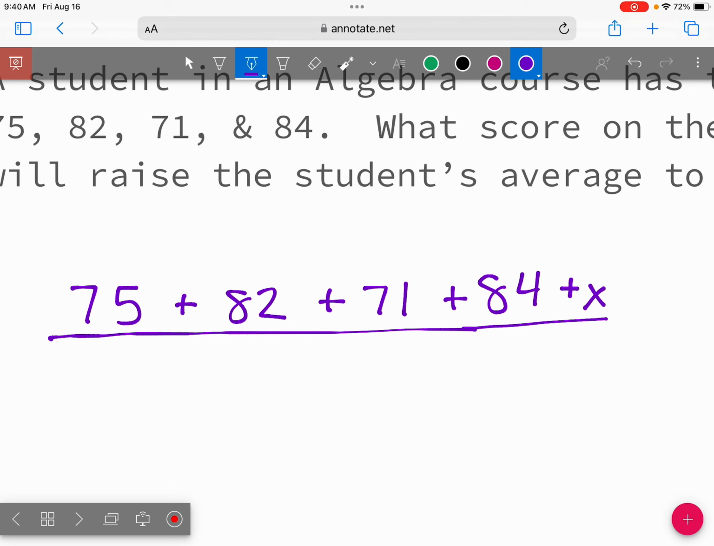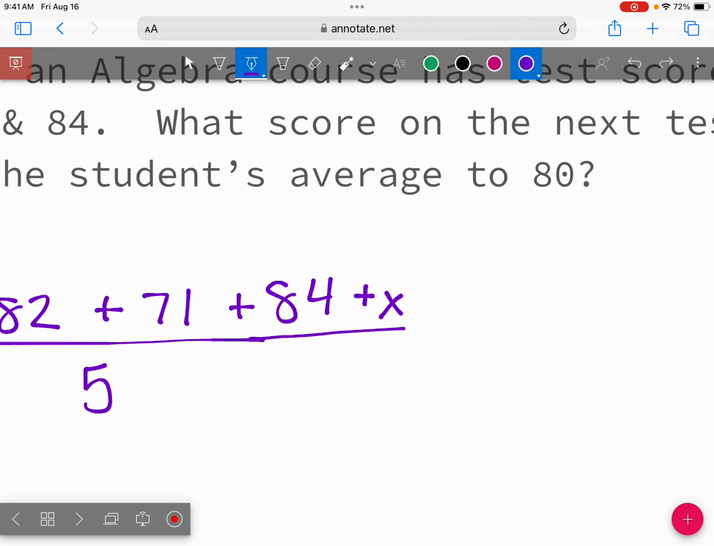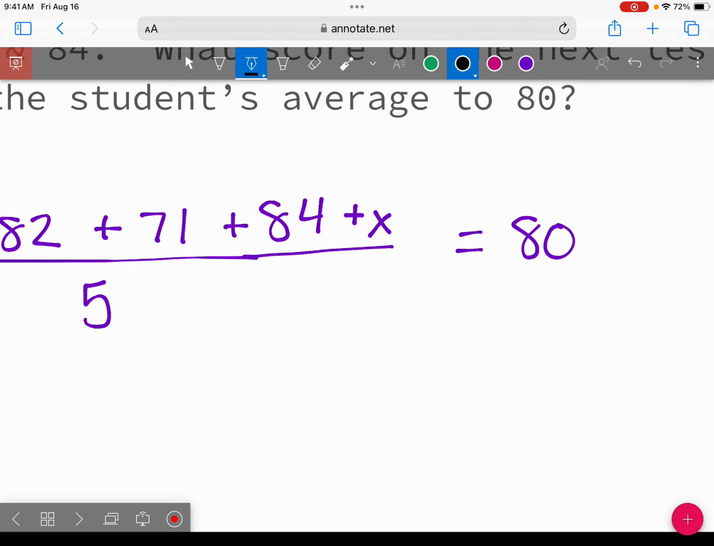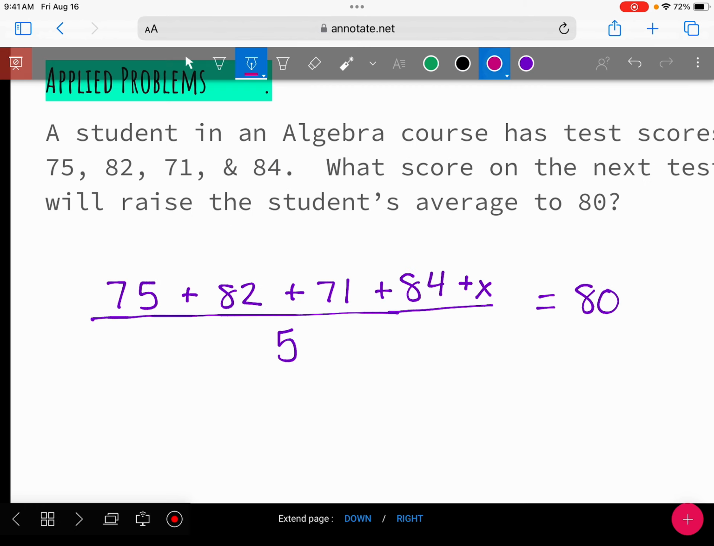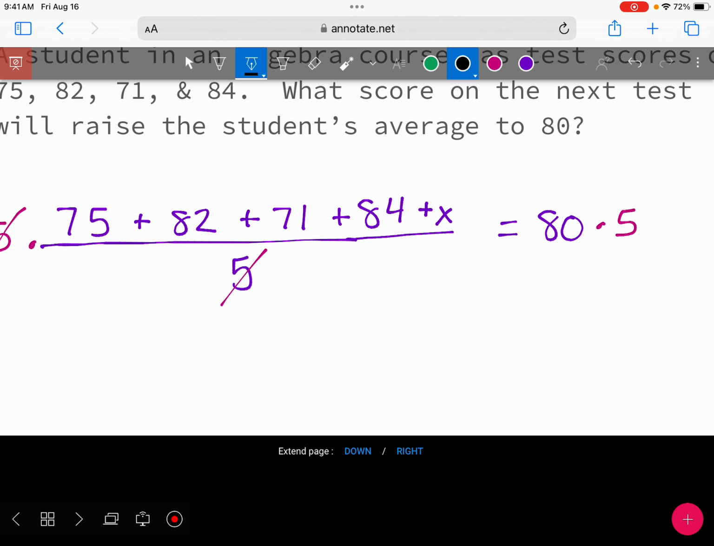So we're adding another test in, which means how many are we going to divide by? 5. And we want to know when it equals 80. Right? So a lot of times the hard part on this is setting up the expressions. Because what do I do to solve this? Multiply both sides by 5. If I multiply the left side by 5, my fraction disappears, and the right hand side, 80 times 5, that's a little faster, 400.